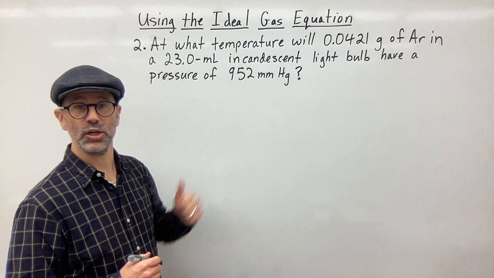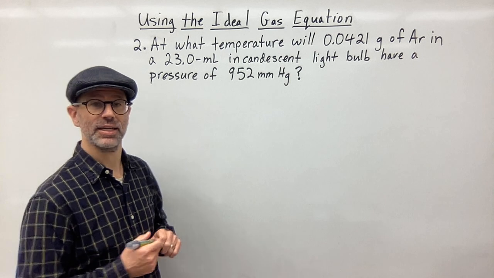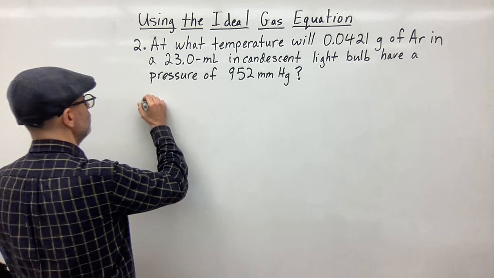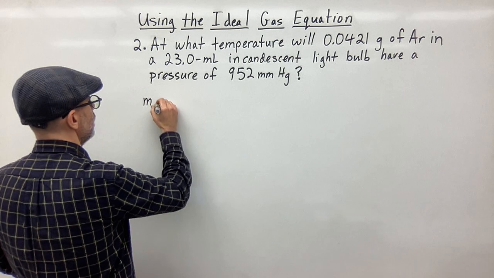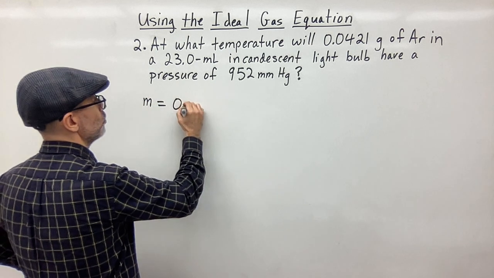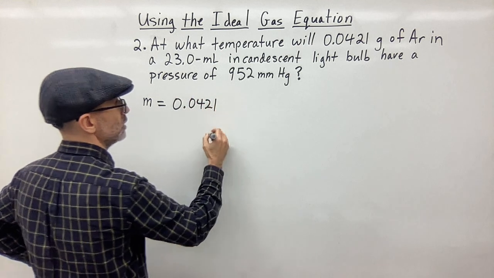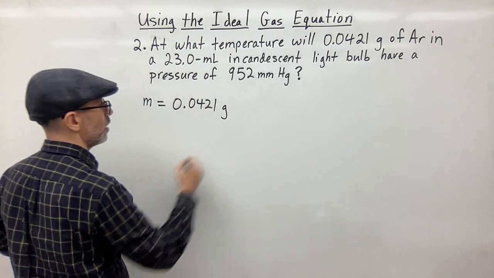First, they're giving us the mass of the argon gas in grams. So I'll have m as in mass. Mass is 0.0421 grams of argon.